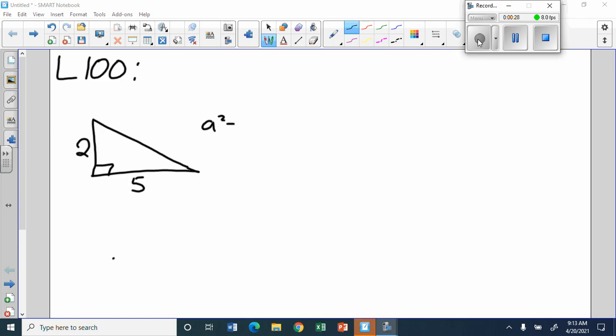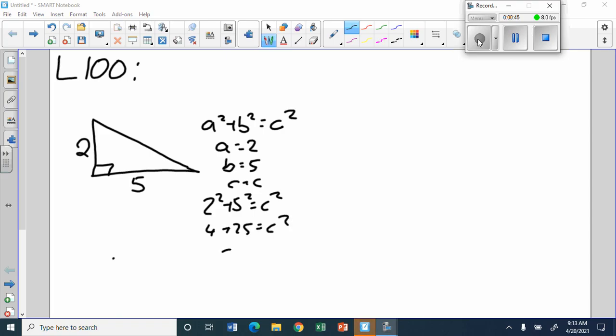So we've got a squared plus b squared equals c squared. You define a as 2, b is 5, c I don't know. So 2 squared plus 5 squared is c squared. 4 plus 25 is c squared. 29 is c squared. The square root, I get the square root of 29 equals c. 29 is a prime number. There are no factors. So what is the length of that hypotenuse?